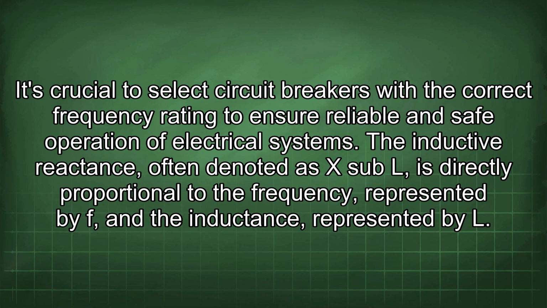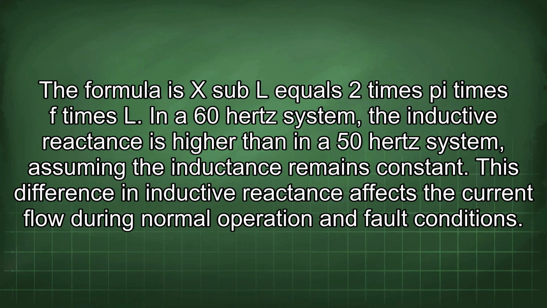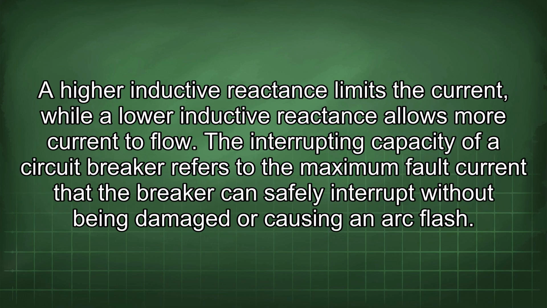The inductive reactance, often denoted as X sub L, is directly proportional to the frequency, represented by F, and the inductance, represented by L. The formula is X sub L equals 2 times pi times F times L. In a 60 Hz system, the inductive reactance is higher than in a 50 Hz system, assuming the inductance remains constant. This difference in inductive reactance affects the current flow during normal operation and fault conditions. A higher inductive reactance limits the current, while a lower inductive reactance allows more current to flow.